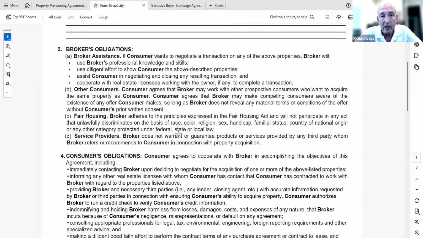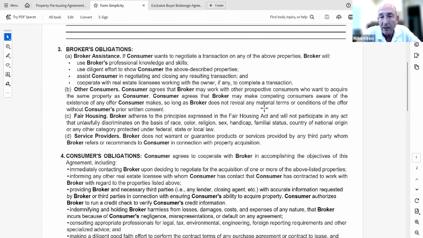So what's the consumer going to do? The consumer agrees that the broker may work with other prospective consumers who want to acquire the same property. So I was asked this question just last week: what happens if you're working with more than one buyer who might want to see the same property? It's built right into both of these agreements that you could possibly use.